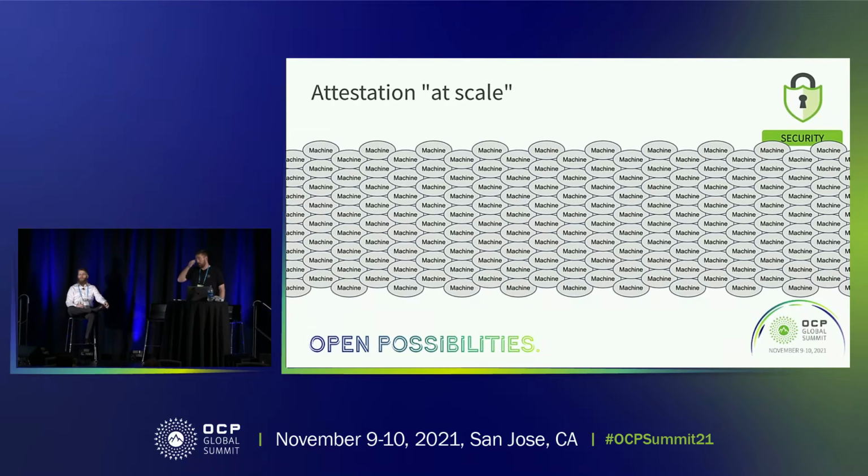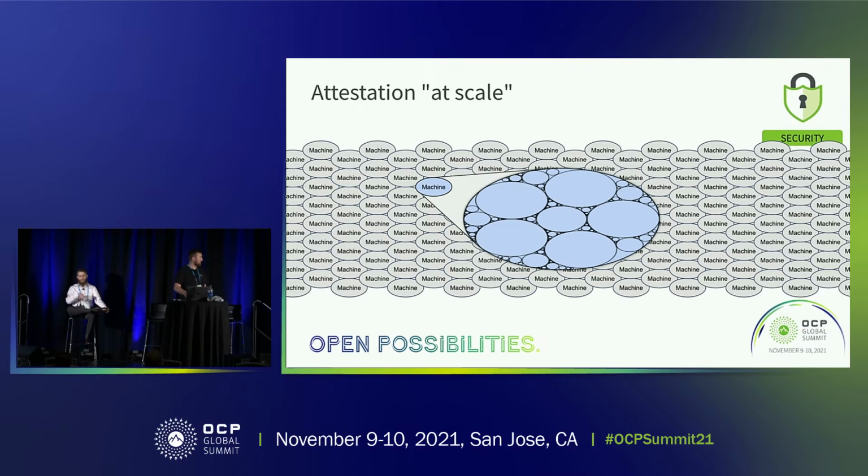The title of this talk is attestation at scale. So the scale means we have a lot of machines, and those machines are getting more and more complex. So two different dimensions of scale that we must reason about here.